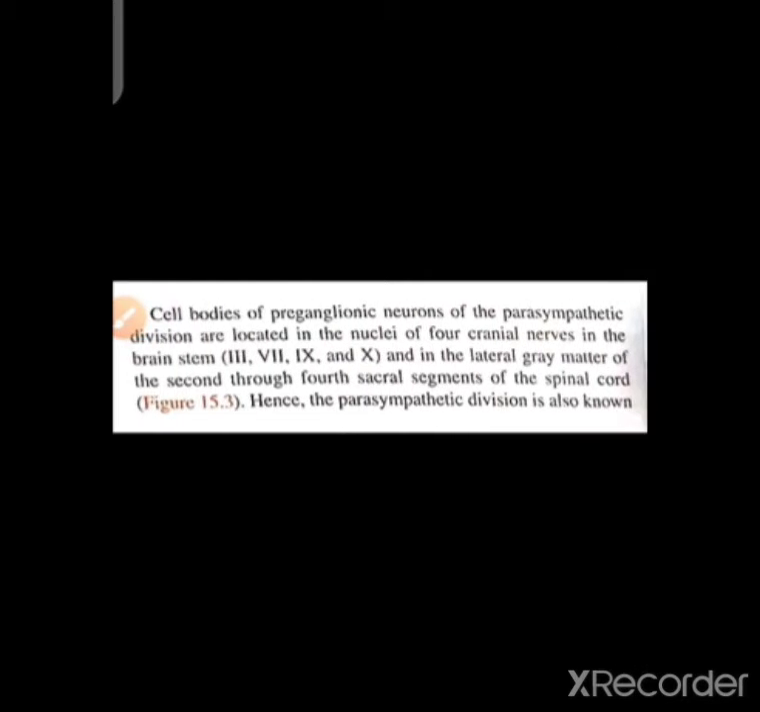Now, the cell bodies of preganglionic neurons of the parasympathetic division are located in the nuclei of 4 cranial nerves in the brainstem, that is the 3rd, 7th, 9th and 10th, and in the lateral gray matter of the 2nd through 4th sacral segments of the spinal cord.